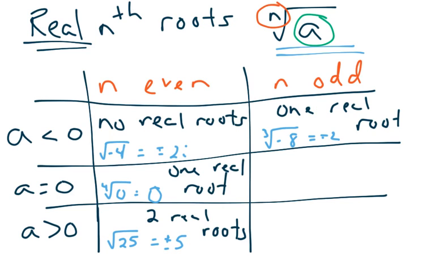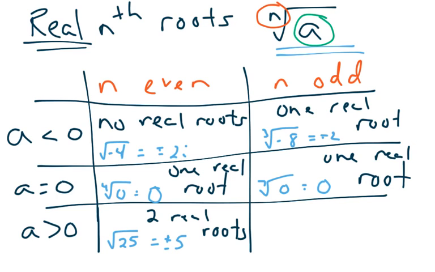If the number underneath is 0, so let's say we're looking for the 7th root of 0. What number times itself 7 times gives you 0? Well, that answer has to be 0. I know that there's only one sign there. 0 is not positive or negative. It's just 0. So your answer here again, one real root.